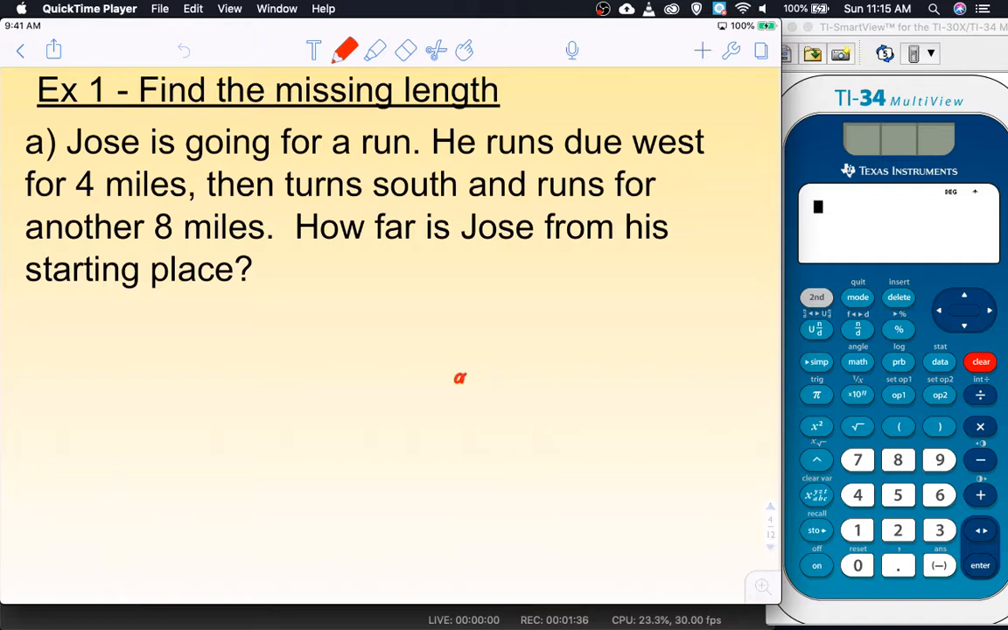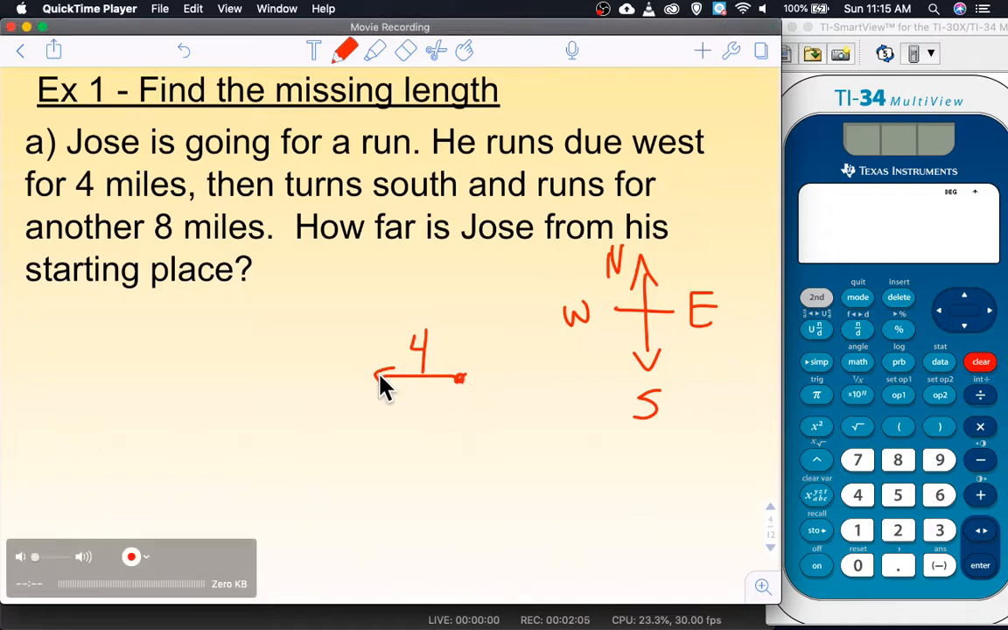So here is Jose. Beautiful little dot. He runs 4 miles west. Now, if you don't remember which way west is, that's not really a big deal as long as you label. If you made a dot and you went this way 4, it's all going to be the same. But for your reference, never eat sour watermelons, or never eat soggy waffles is a nice acronym a lot of people use. All right, so Jose runs 4 miles west, then he turns south and runs for another 8 miles.